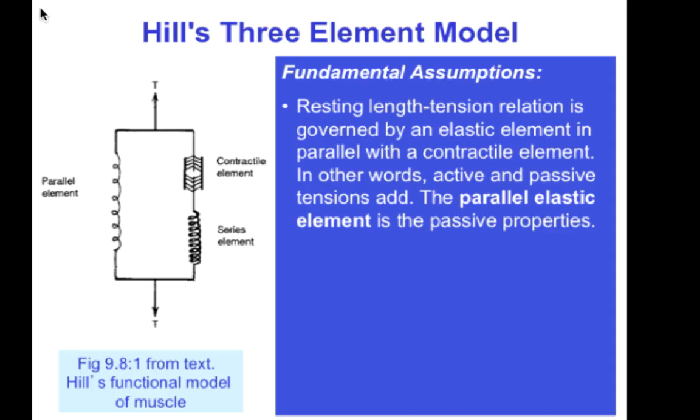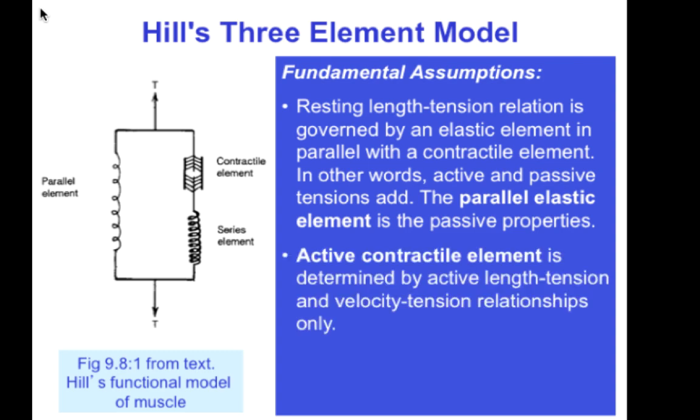Just from looking at this diagram, what can you say about the relationship between the passive force and the total force? Don't overlook the obvious here. They're added, they're in parallel. So the total force is equal to the resting force plus the force in the contractile element. What we already did, which was to look at the total force and the passive force and then call the difference the active contractile force, was Hill's assumption that you can add them together.